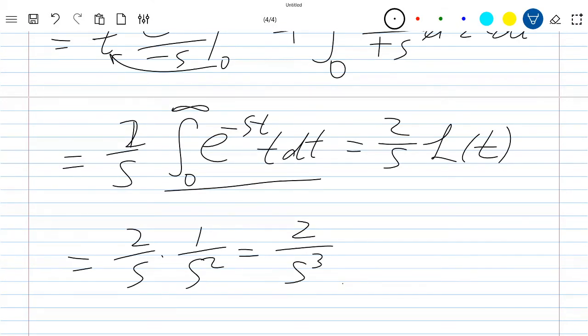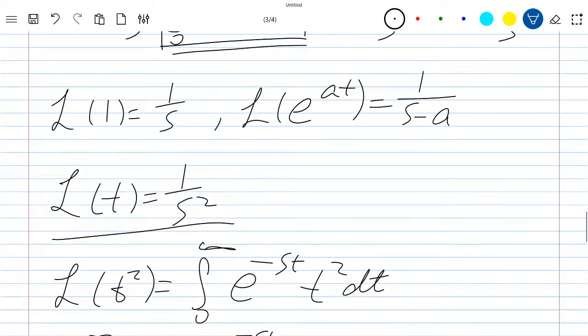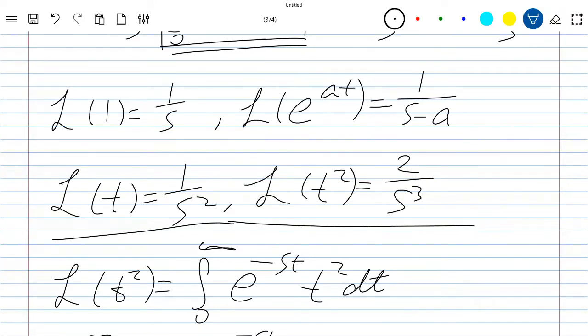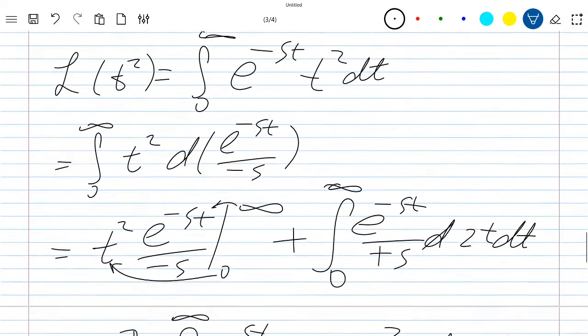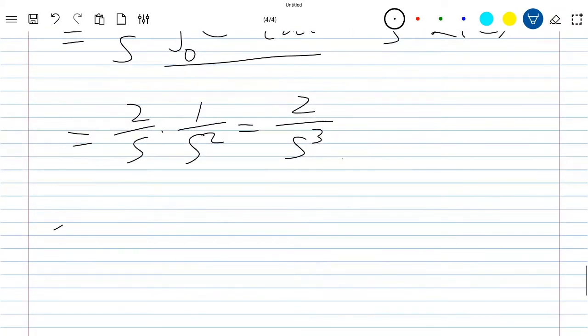Okay. I have one more member in our family. Okay. So you can see we have constant, exponential function, power function, and we will add sine and cosine in the end. So eventually we'll have all the elementary functions. Okay. Now let's see what is L of t cubed.